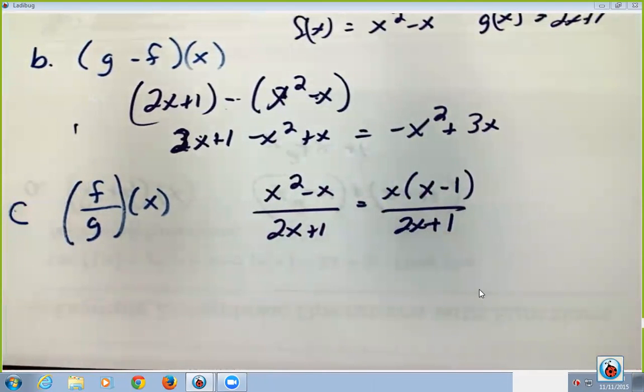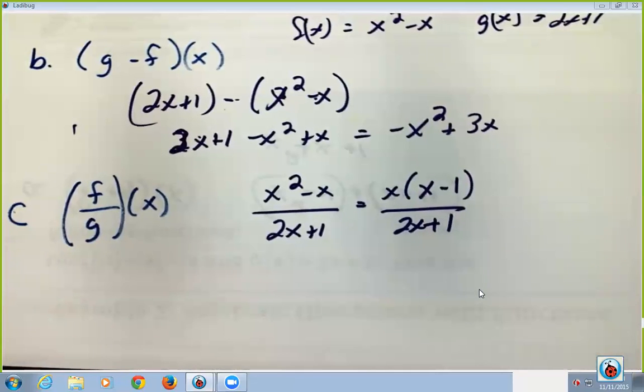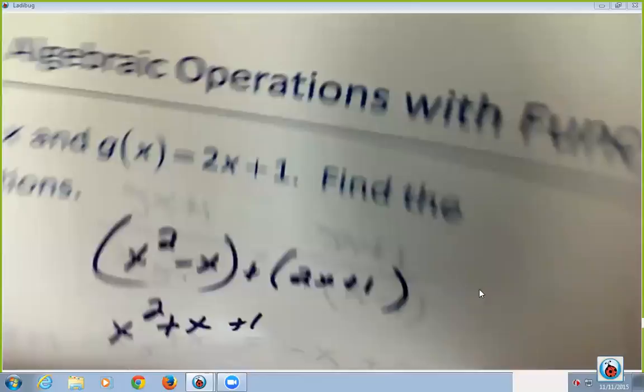And nothing cancels in there. So sometimes they do cancel. So do be aware that you do have to factor them at this point to see what comes out of them. Okay? What do you guys think? Okay. And then, so that was this piece.